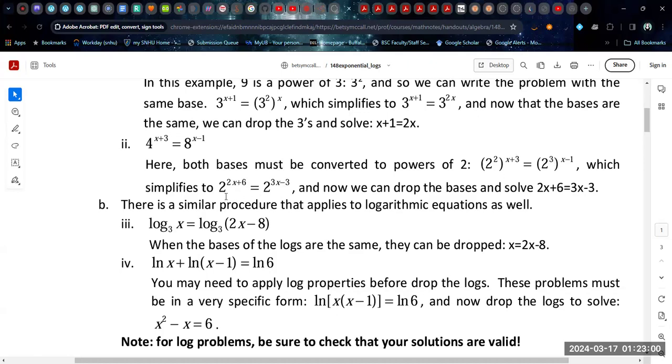And now we have the same base on both sides of the equation. We can drop the bases and set the exponents equal to each other, and again, solve from there.